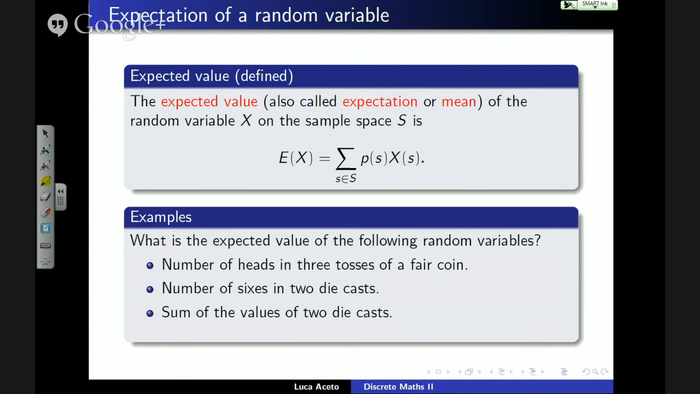Let's start by looking at a slight variation of the example that we just did. Now I'm interested in the random variable, number of heads, but not in 2 tosses of a fair coin, but in 3. 3 tosses of a fair coin. Okay, so what is the expected number of heads in 3 tosses of a fair coin? Let's calculate.